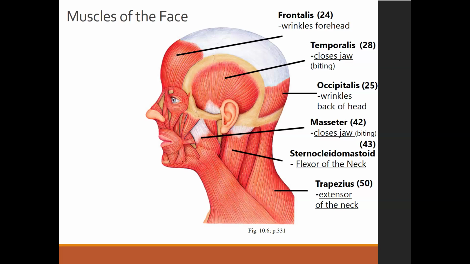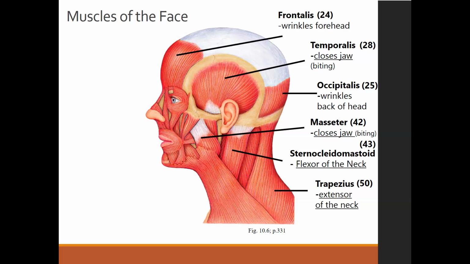Just find those real fast on your model. I know they look a little bit different or smaller on your model, but do your best to locate those 3 first of all. Then we'll go to our next one.